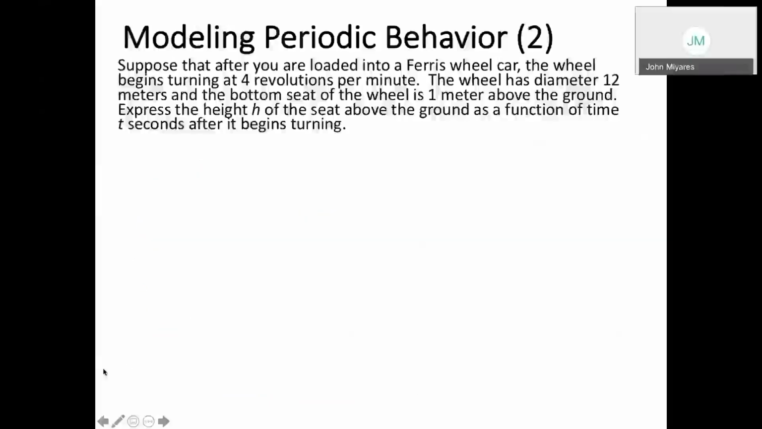Here's one more we can work through together. Suppose that after you are loaded into a Ferris wheel car, the wheel begins turning at 4 revolutions per minute. The wheel has a diameter of 12 meters, and the bottom seat of the wheel is 1 meter above the ground. Express the height h of the seat above the ground as a function of time t seconds after it begins turning.